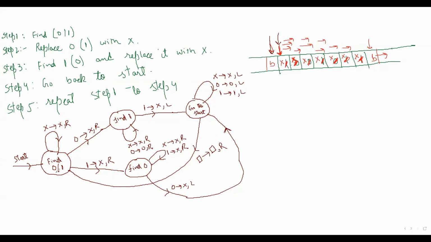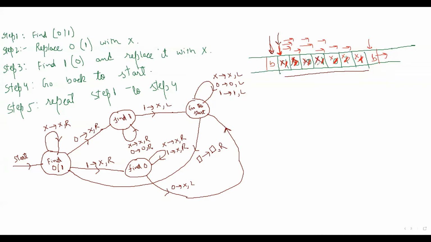Now here, find 0 or 1. If we are not able to find 0, neither 1, so neither there is 0 nor there is 1, that means there are only x's. So for every 0, you have replaced that with 1. So there are equal number of zeros and ones. So that means I am trying to find 0 and 1, but I have completed all these. I have replaced everything by x.